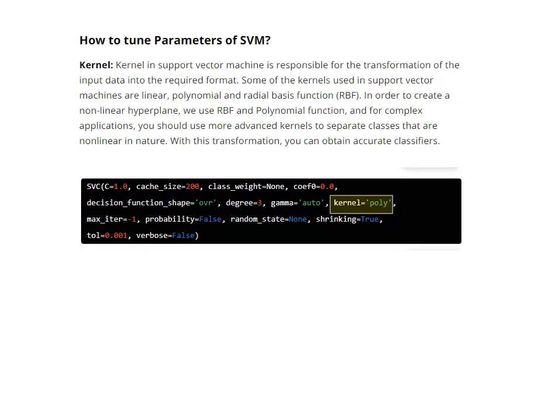How to tune parameters of SVM. In the previous example, the breast cancer example, it's a linear application, so the linear kernel is the best one. But for more complex applications, we can use RBF, which is a radial basis function, or we use a polynomial function.